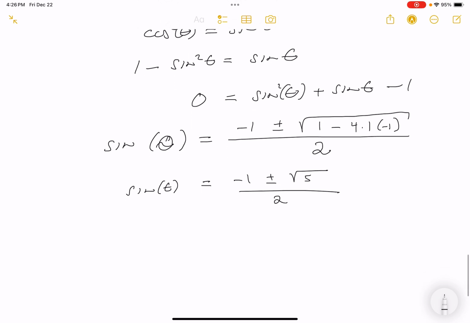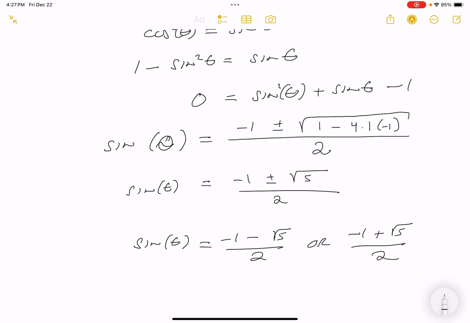I've got troubles over here. I want to point out the troubles I have. I have 2 numbers. And that's going to be -1 minus the root of 5 over 2, or the other number I get is -1 plus the root of 5 over 2. And it's time for me to think. I'm looking at this over here, and I'm noticing that this one over here is not going to be possible.